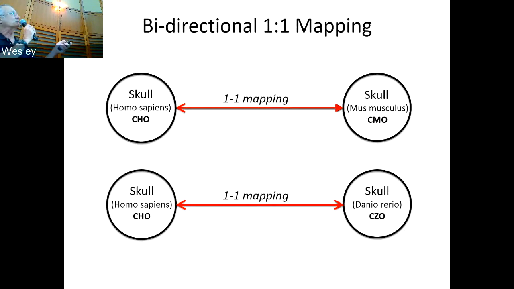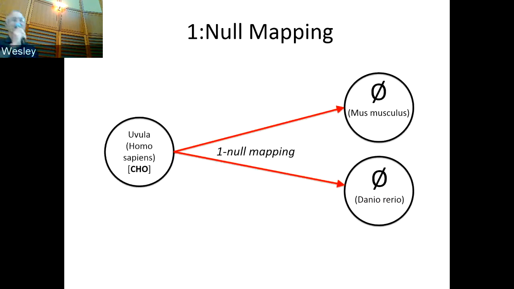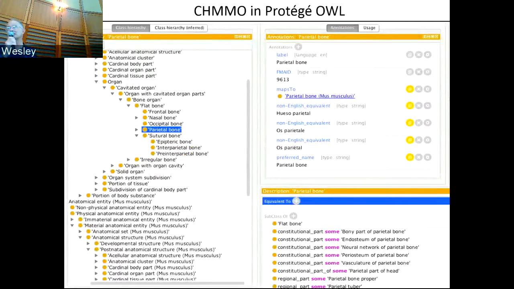So here's a bidirectional one-to-one mapping. For example, both the human and the mouse have skulls, so that's a one-to-one mapping. Same with the zebrafish. Here's a one-to-null mapping. The human has a uvula, but neither the mouse nor the zebrafish does, so that's a one-to-null mapping. And this is how these are actually entered into Protege. This shows the parietal bone in the human maps to the parietal bone in the mouse musculoskeleton. So that's how you can see it.